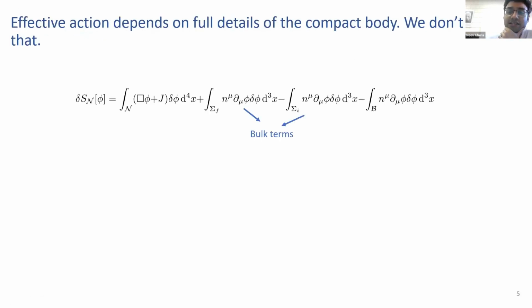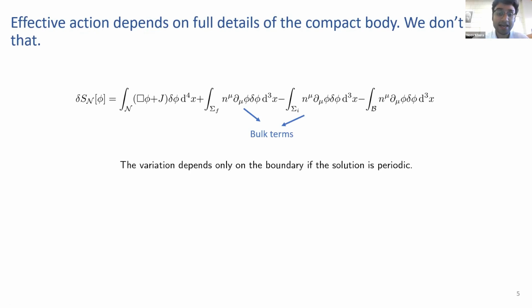And so if they were to cancel, then the variation of my action would depend only on the fields at the boundary, which would allow me to approximate and neglect the inner parts of the body. And we can do this if we're looking at periodic solutions, or time reversal symmetric solutions, which is what we're really interested in, because dissipative effects are known to not be able to be captured by this effective action formalism anyway. So we're only trying to get the non-dissipative terms.